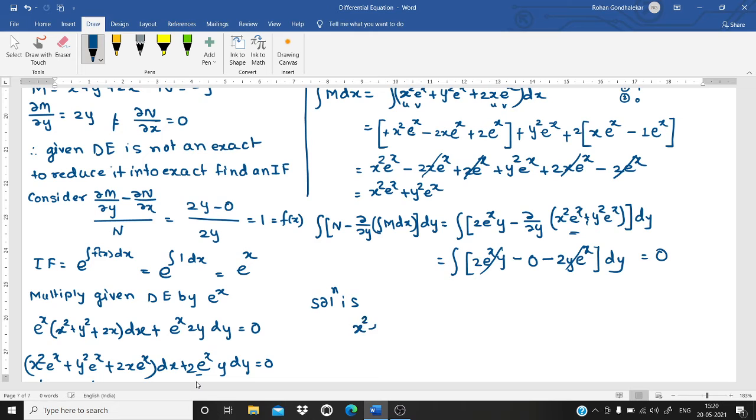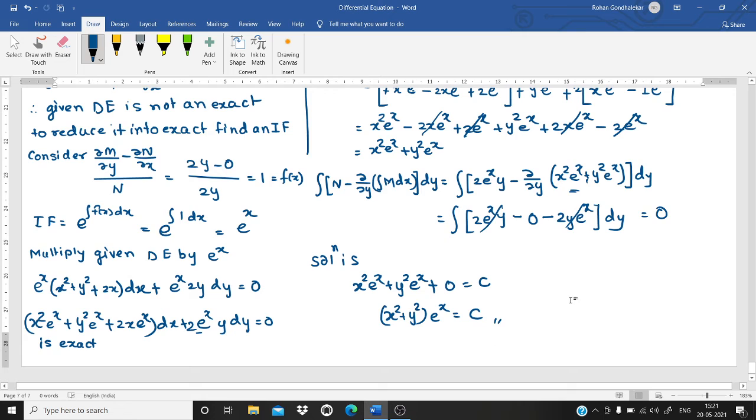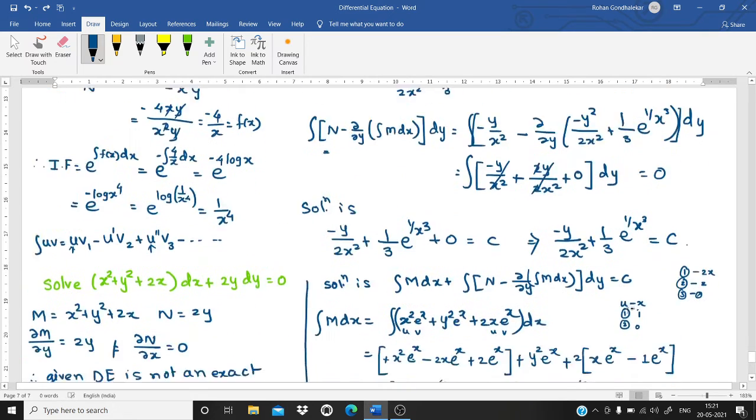integral m dx, that is x square e raised to x plus y square e raised to x plus the second term, that is integral n minus dabba by dabba y integral m dx integration with respect to y. So that term is 0, is equal to c. Fine. So hence what is the solution? X square plus y square into e raised to x is equal to c is the solution. Clear? So this is one more problem we have seen. We'll go with the next example.